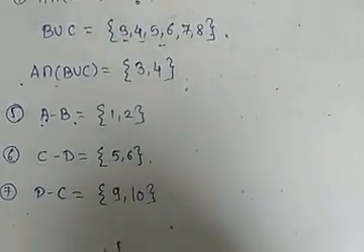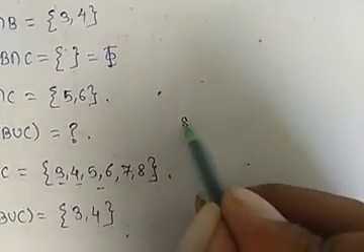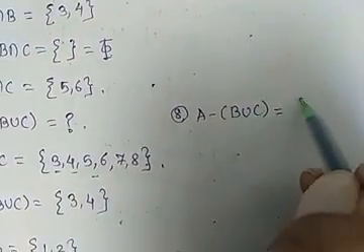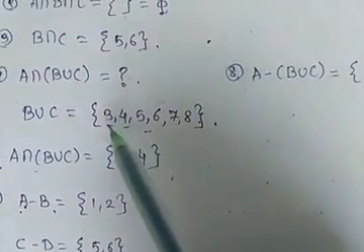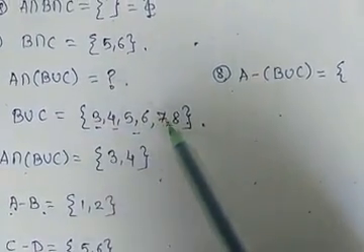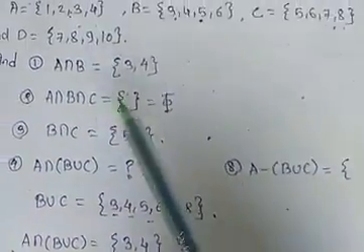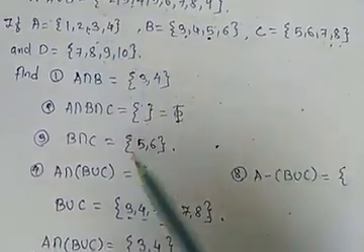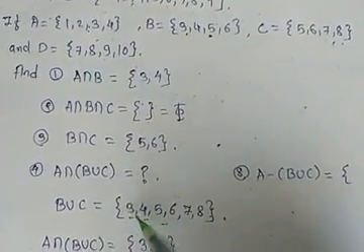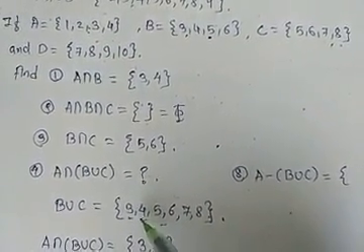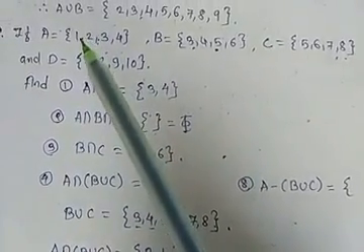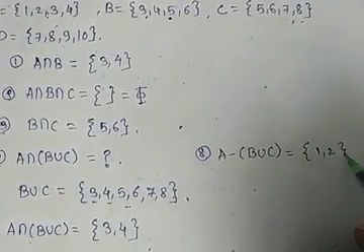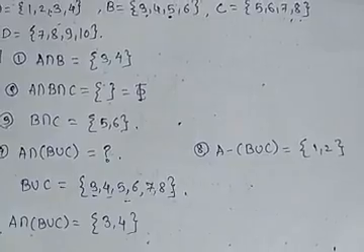Okay, if we consider the next example as A minus B union C. Here we have to find B union C, which is 3, 4, 5, 6, 7, 8. And for A minus B union C, the elements from A are 1, 2, 3, 4. Common elements from A and B union C are 3, 4. So we write the remaining elements from set A, which are 1, 2. So A minus B union C is equal to 1, 2.